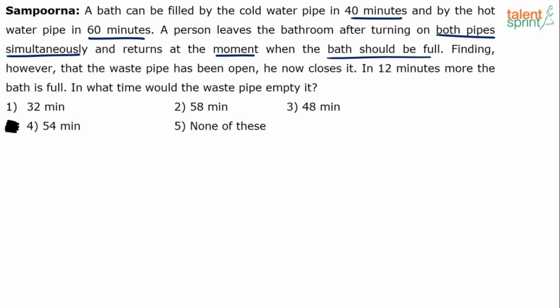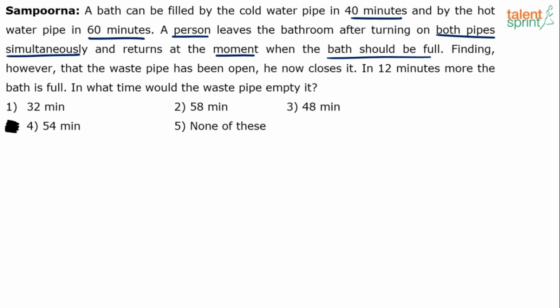So basically we have to find out, first of all, how much time these two pipes together will take to fill the tub. You're able to follow? This person also knows how much time it takes to fill the bath, so he returns at that moment exactly. Now you know that when two persons, A and B, are working together, the time required by both A and B together is AB by A plus B.